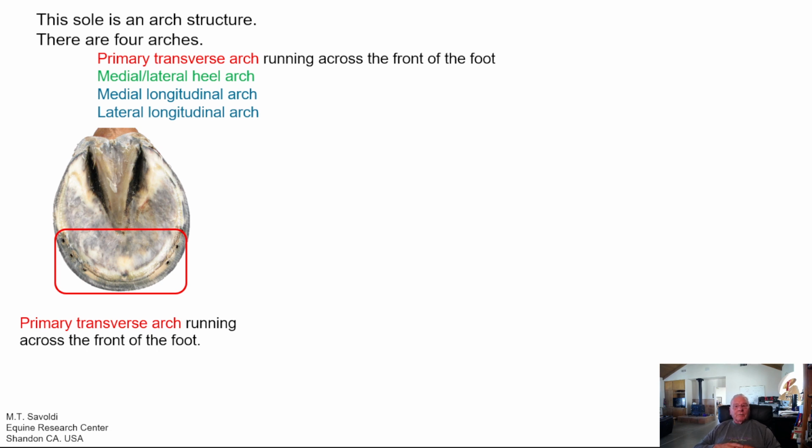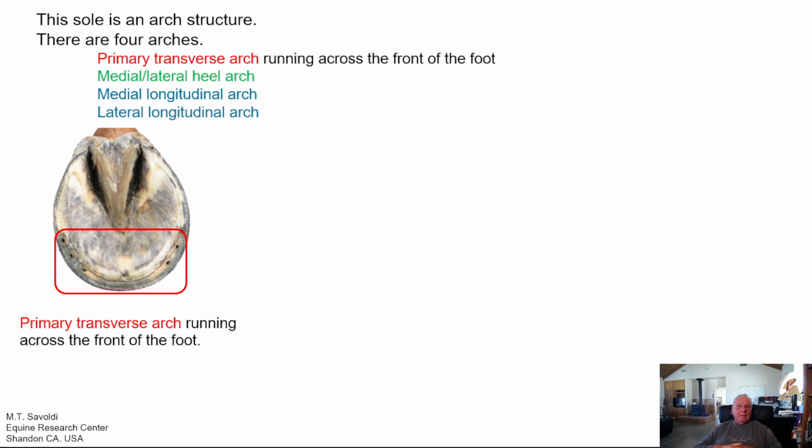But we have, like I say, a transverse arch. The toe is so important for the horse. One, it has a lot to do with balance. Two, the toe has a lot to do with push off. So when that toe arch goes flat, things change in the whole horse, in the whole body. So it's important that we protect the toe arch.